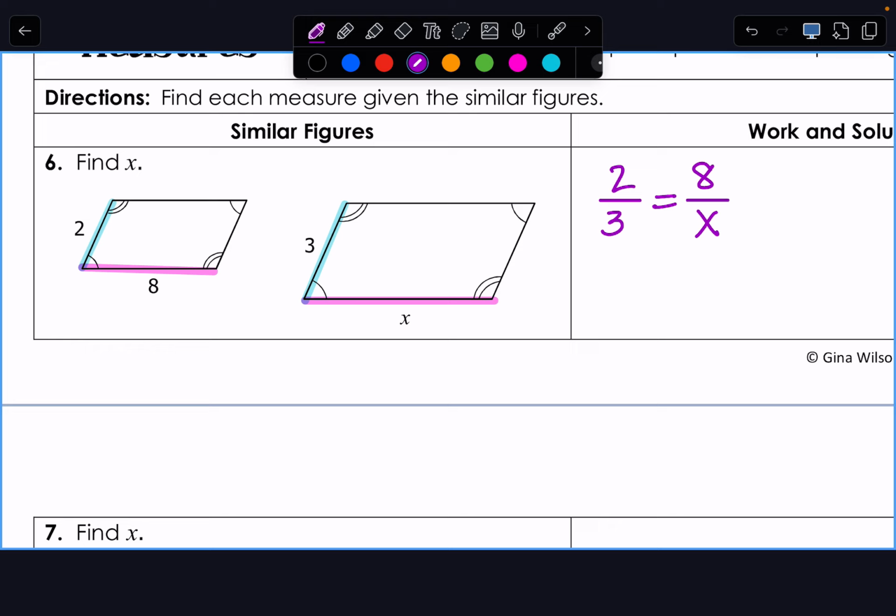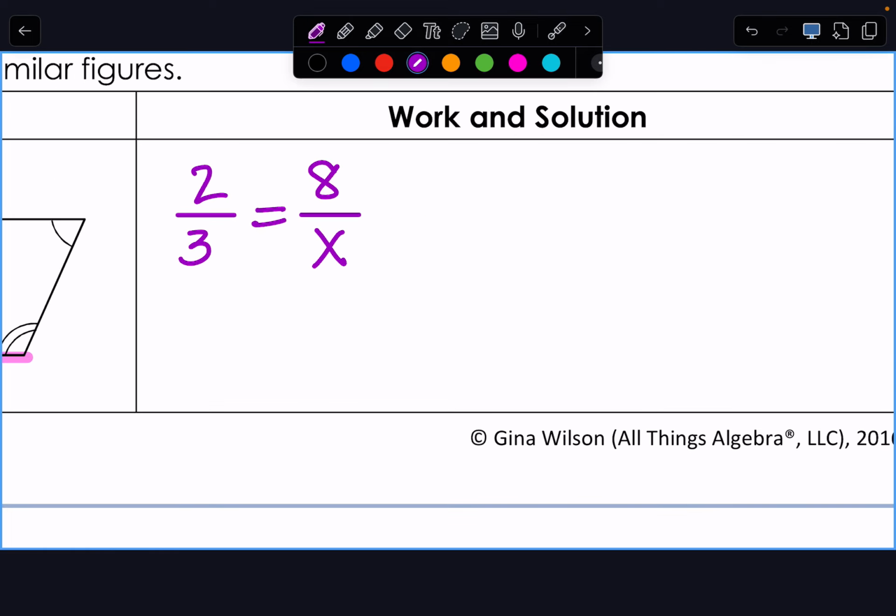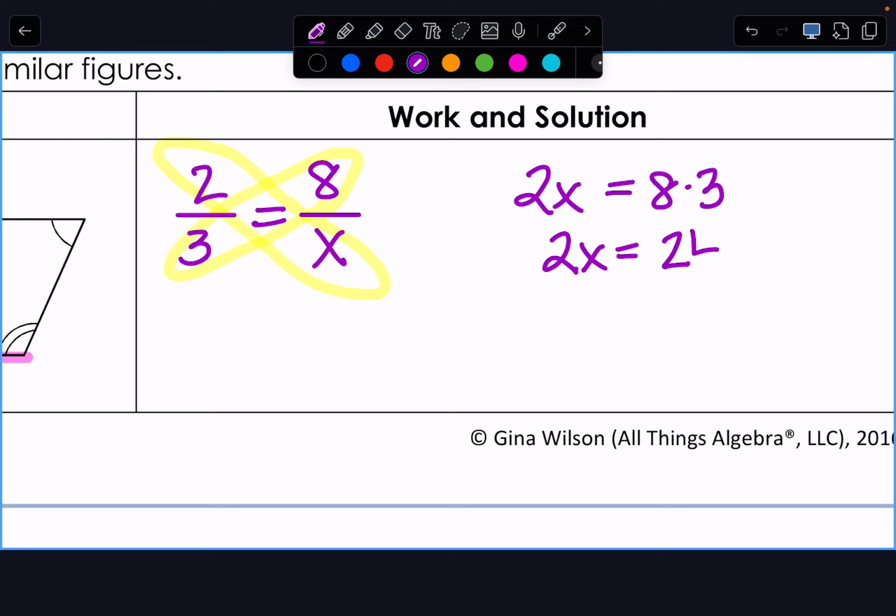How do we solve this? Isn't that what we just did, like in our warm-up? We cross multiply. So we're going to take 2 times x, and that's going to equal 8 times 3. What is 8 times 3? 24. Good job.